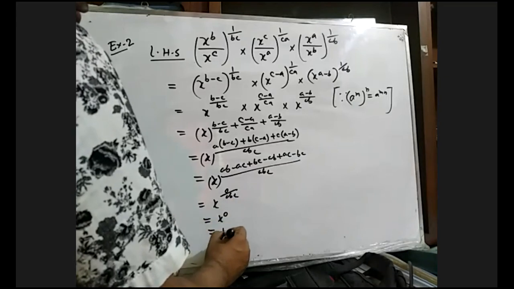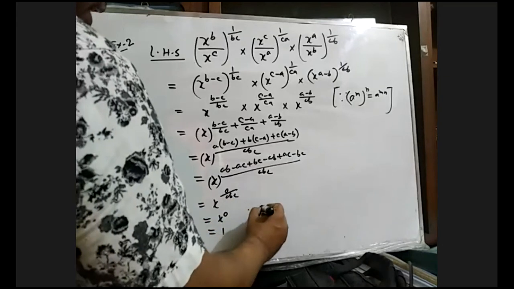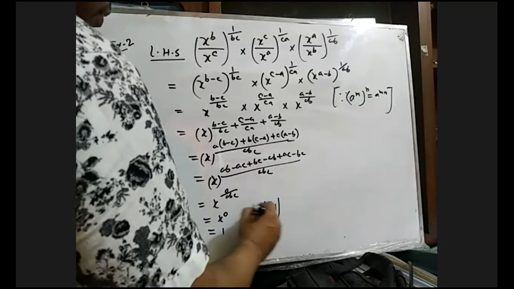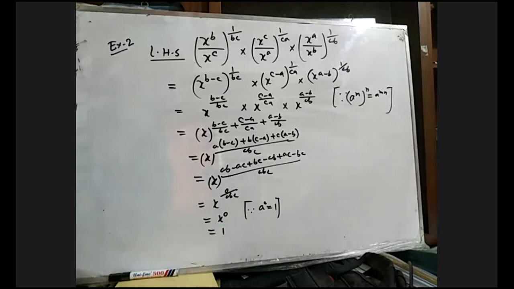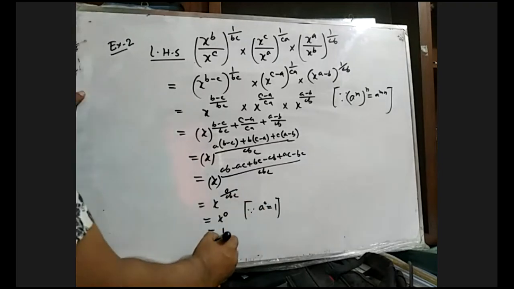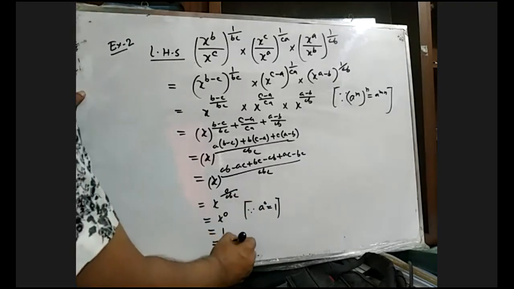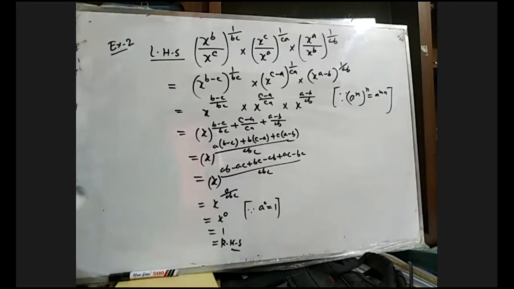x to the power 0 equals what? 1, since a to the power 0 equals 1 is the formula. This will be the result, and this is the right hand side.